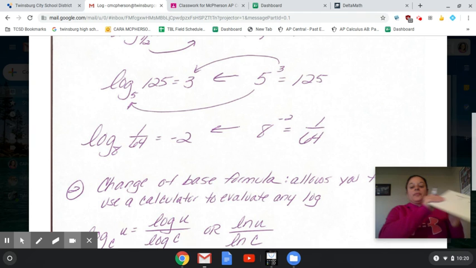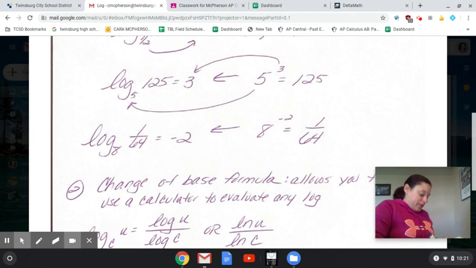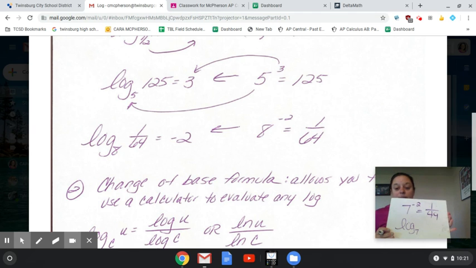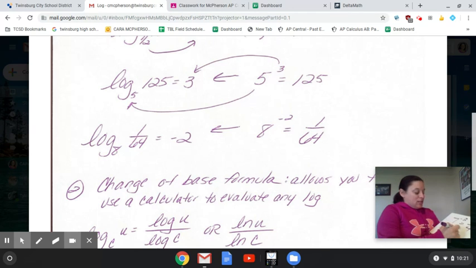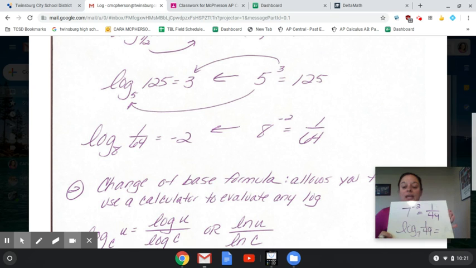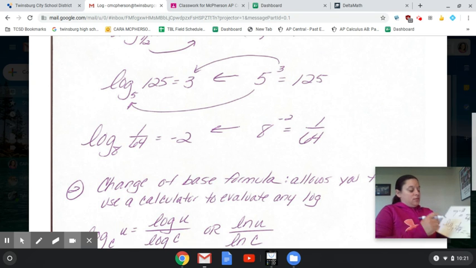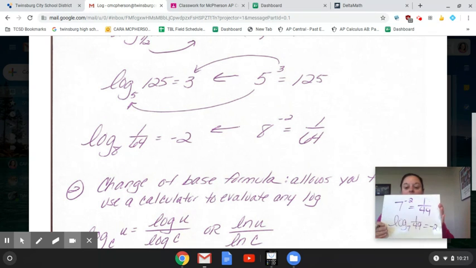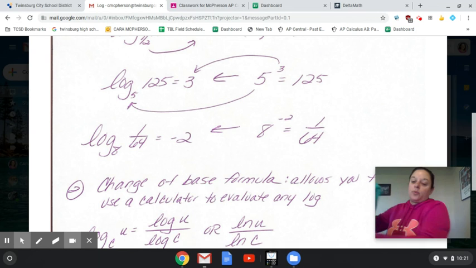So your 7 is your base number. So that means when I write log, I'm going to put a 7 as my base number. The 1/49th is going to go next. That's your big number. And then your answer in the logarithm statement is going to be the exponent. So negative 2 is going to be on the other side of the equal sign. So that's the first skill you should be comfortable with.